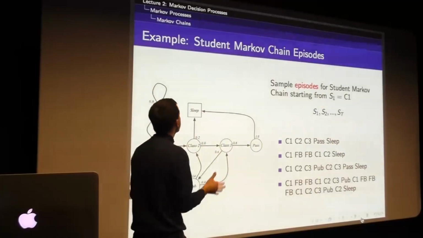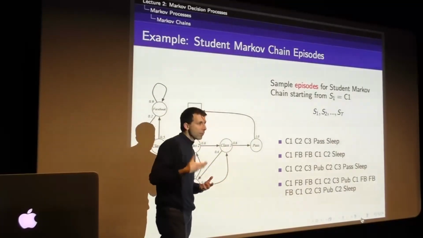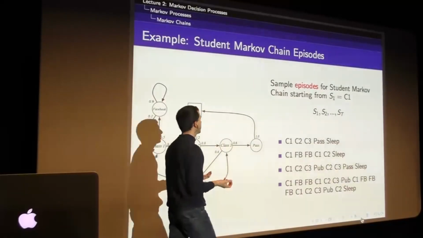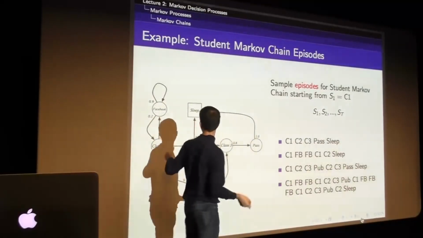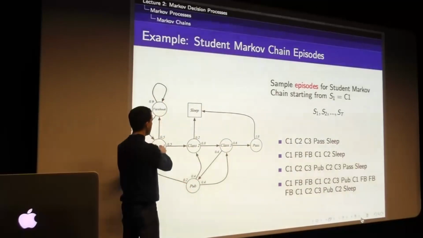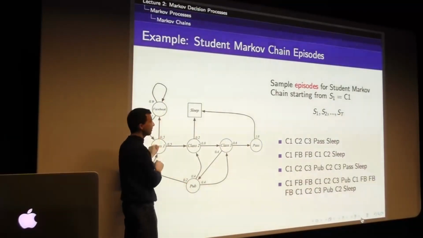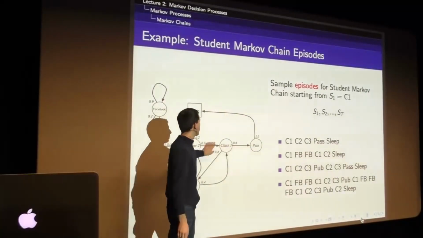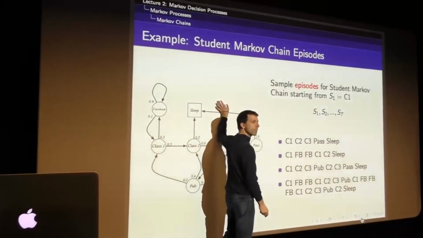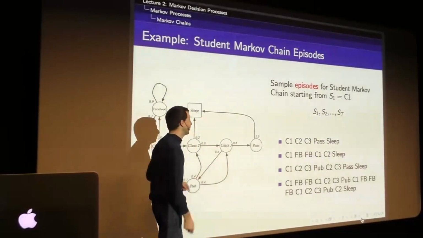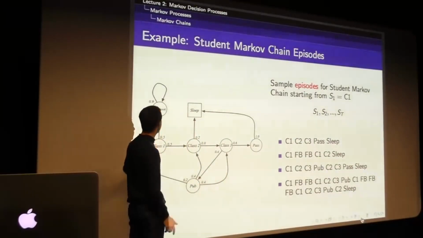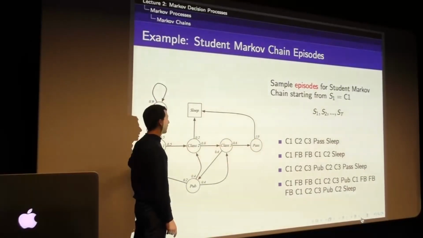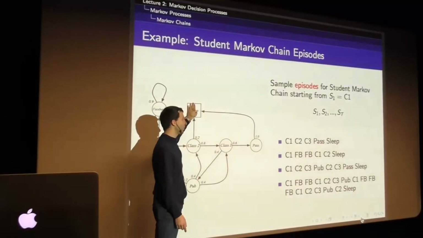Okay, so now that we've got this student Markov chain, let's think about what it means to take samples of this. So what's a sample? A sample is a sequence. It's a sequence of states where we start, for example, in class 1, and now we're just going to take samples through this system. For example, one sample might look like this, where we go class 1, class 2, class 3, pass, fall asleep. Okay, that's the nice sample. But you might also have another sample that's like class 1, Facebook, Facebook again, back to class 1, back to class 2, and then fall asleep.